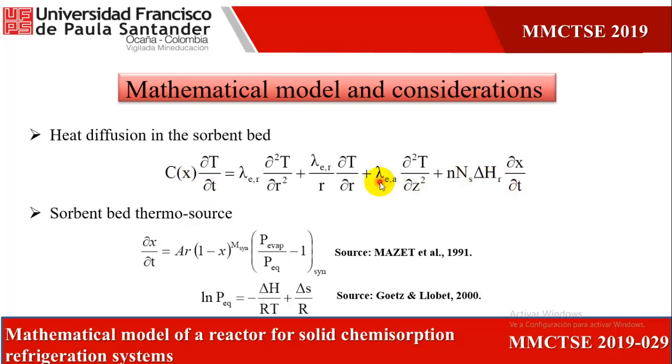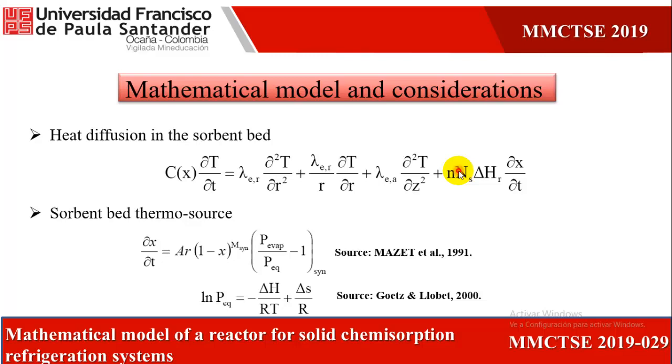Lambda here represents the thermal conductivity of the sorbent, since we are talking about a solid porous medium, and the second order derivatives in C and R represent the radial and axial heat transfer in cylindrical coordinates. And the last term of the equation represents the energy generation of the sorbent bed during the synthesis and decomposition phases. That is to say, the endothermic and exothermic reactions of the system during the two phases.